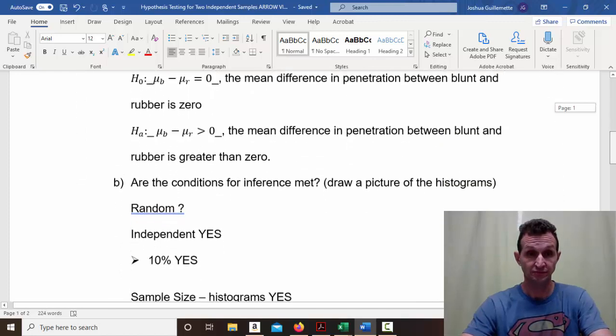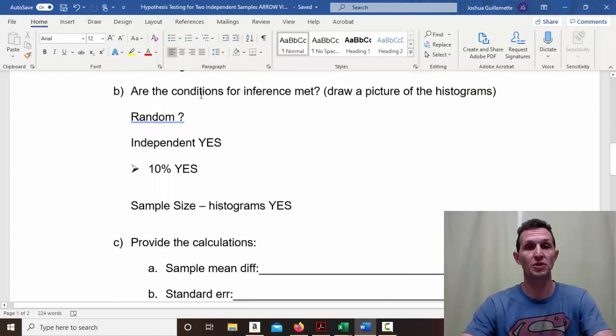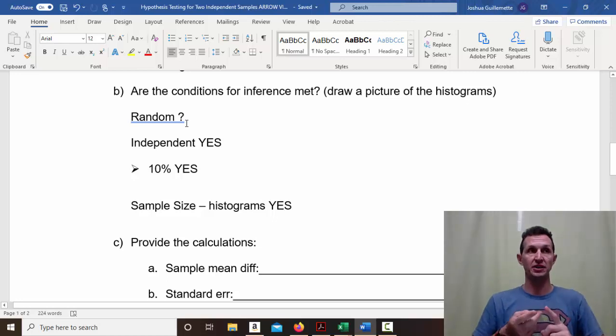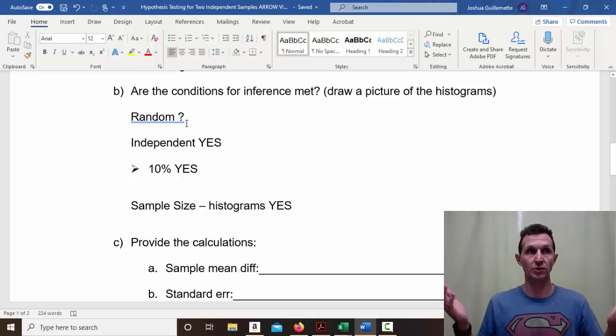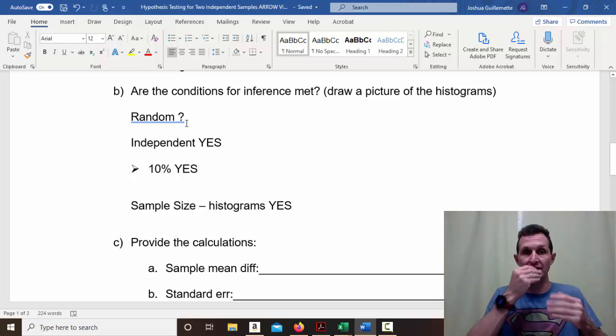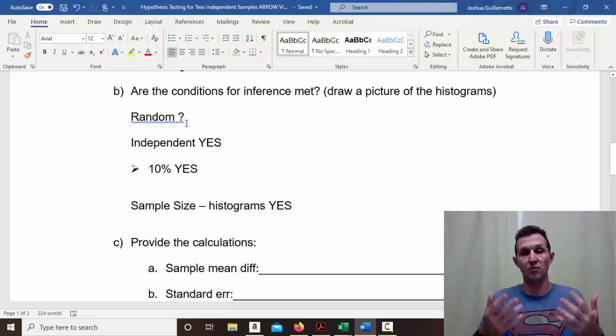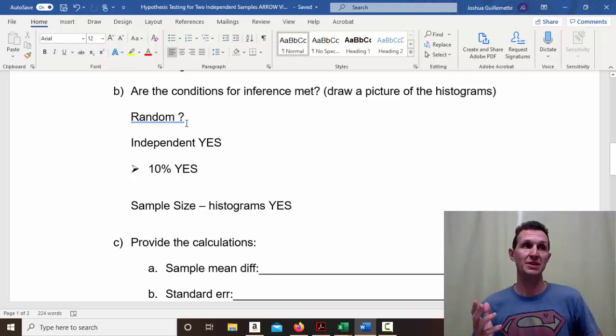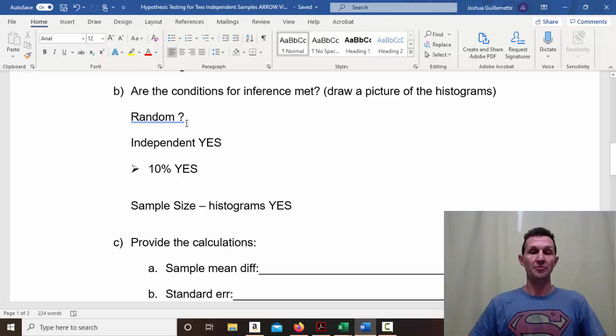Okay, so next we want to look for the conditions for inference. Random? I don't know. I mean, it's the same person, it's the same medium, it's the same bow. All right, I'm talking about independent. We don't know how he gathered this data. Was it all from one shooting session? Were these different shooting sessions? We don't know. So maybe they're random, maybe they're not.